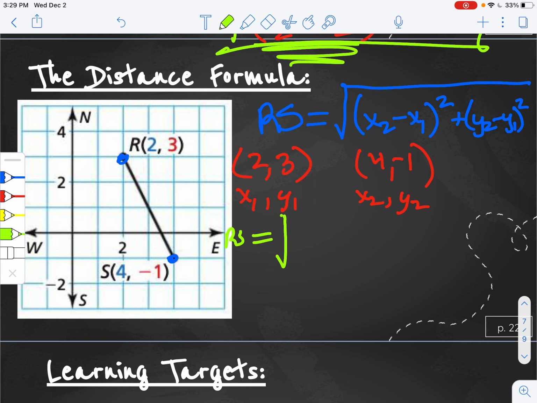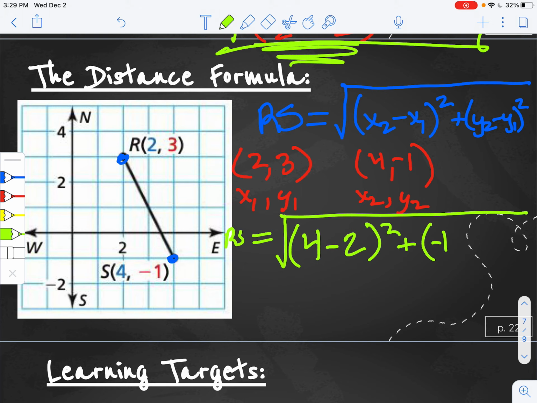Now we want to plug them in. So RS equals the square root of x2 is first. So 4 minus x1, which we said was 2, squared, plus y2, which is negative 1, minus y1, which is 3, and squared.